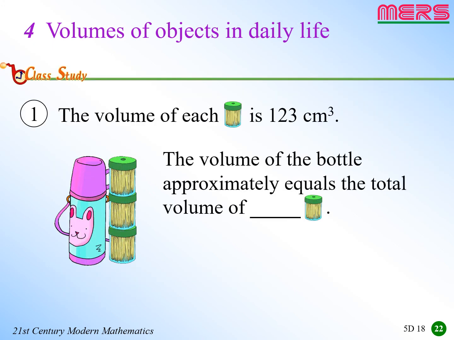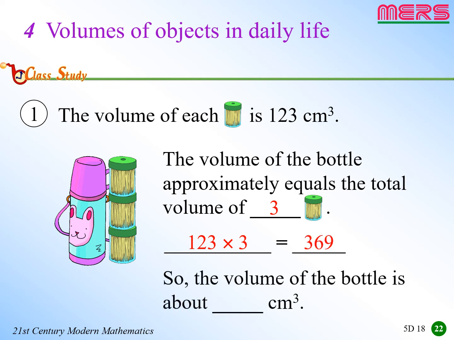By the same token, we use the improvised units of a box of toothpicks to measure the volume of the pink water bottle. Let's do number 1. It is given that a box of toothpicks is about 123 cubic centimeters. The pink water bottle is equal to how many boxes of toothpicks? Yes, the volume of the bottle is approximately equal to the total volume of 3 boxes of toothpicks. So the equation would be 123 times 3 equals 369. So the volume of the pink bottle is about 369 cubic centimeters.